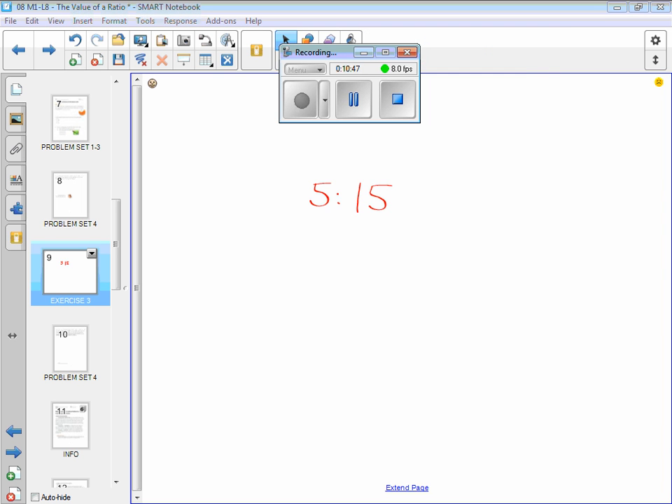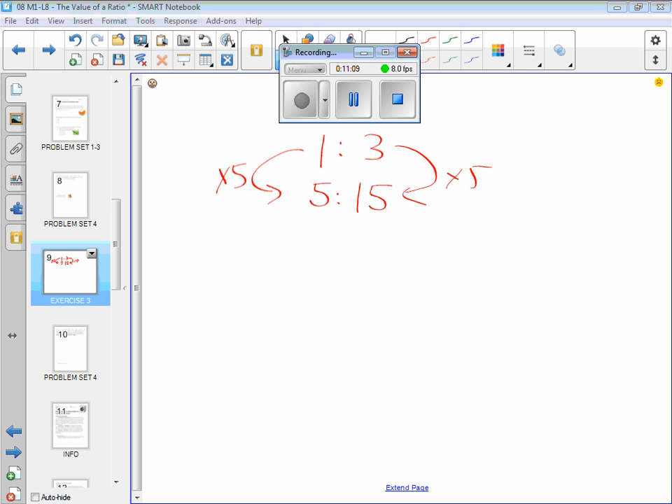5 to 15. What is the value of the ratio? I don't have time to pass around the frog because we're running out of time. Tristan, what do you say? 1 to 3. Now, ready? What's the constant? Times 5. It's got to work for both sides. It does. He is good to go.